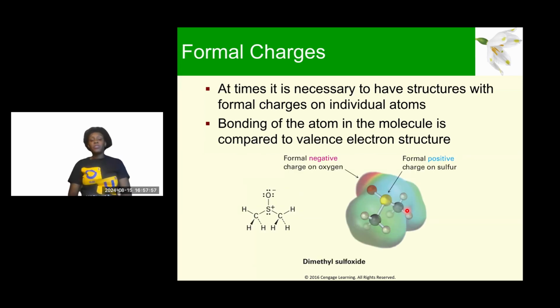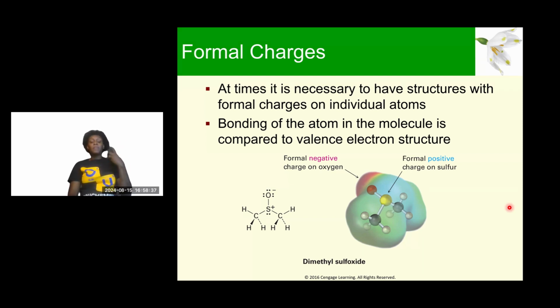All right, so we're going to move to another topic, and that is formal charges. I'm sure you guys remember formal charges from general chemistry, so we're going to do it as a review, but we're going to look at it in a little bit different way. At times, it is necessary to have structures with formal charges on individual atoms. Being able to show and draw your formal charges on individual atoms is very important in organic chemistry because you're able to follow the movement of electrons.